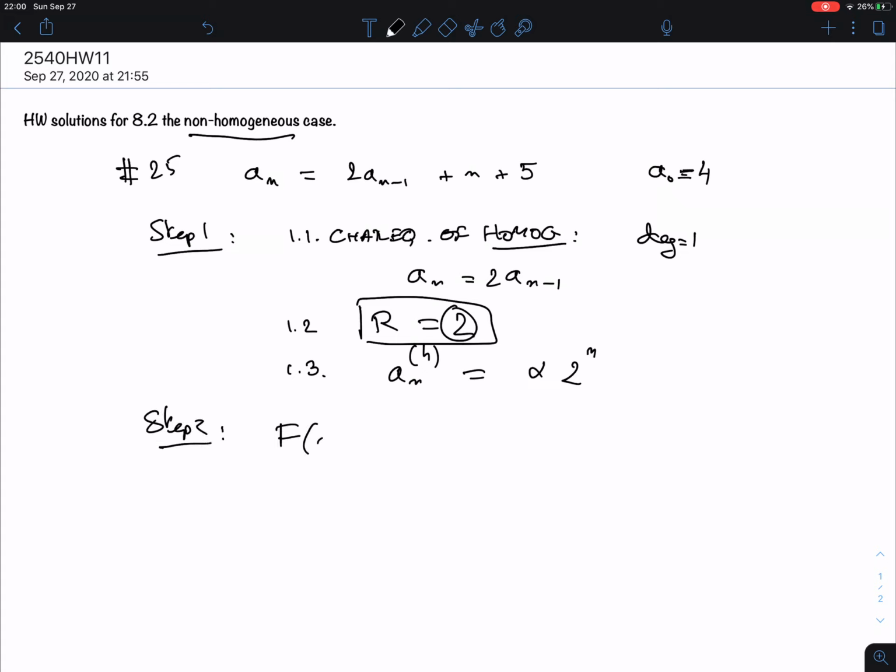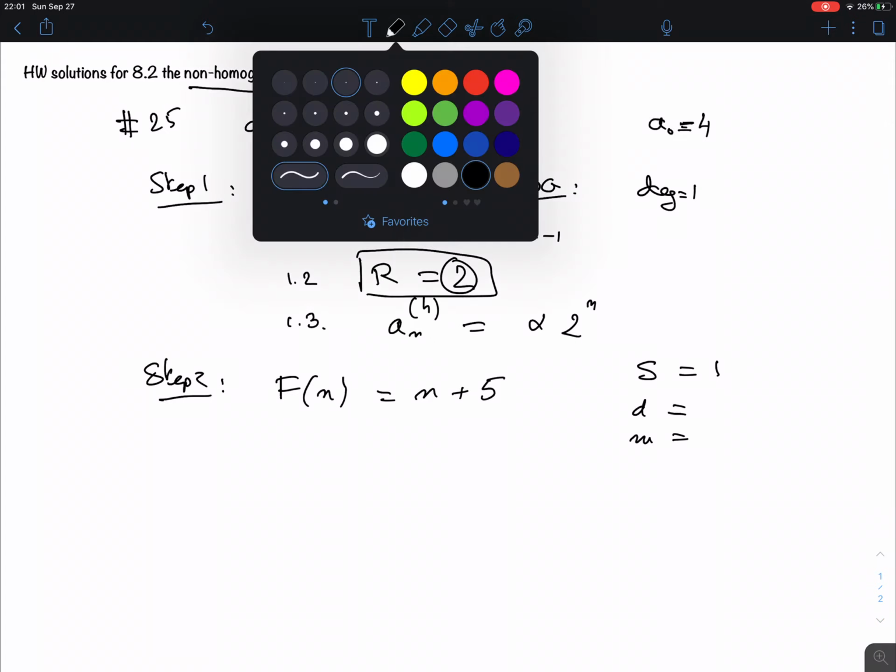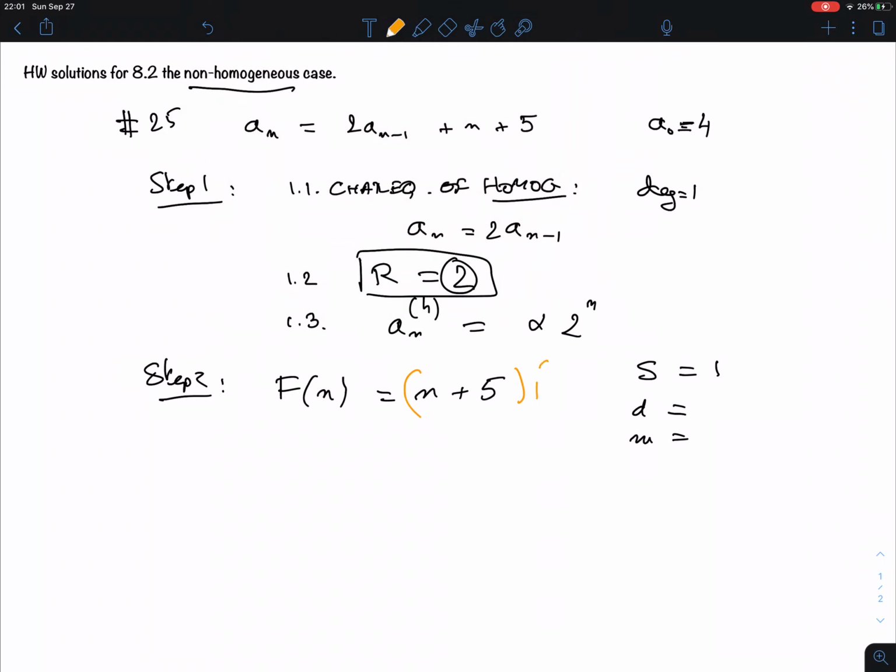Step 2. Now we analyze F_n, the non-homogeneous part, that is n plus 5. So what we see here, we have to do three things. We have to figure out what is s, what is d, and what is m. s here is, well, it doesn't look like there is an exponential part here, but that is of course because s is 1. So I remind you, the reason is that it is really 1 to the power n. Now, what's the multiplicity of 1 in the characteristic equation? Well, there's only one root, and it's not that one, so the multiplicity is 0.